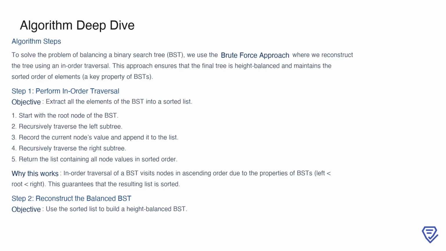We begin at the root node and recursively visit the left subtree. Once we've explored the left side, we record the value of the current node and append it to our list. Then, we traverse the right subtree in the same recursive manner. The result is a sorted list of all node values because the in-order traversal of a BST naturally visits nodes in ascending order, thanks to the property that all left descendants are smaller than the root, and all right descendants are larger. This sorted list becomes the foundation for constructing a balanced tree in the next step.